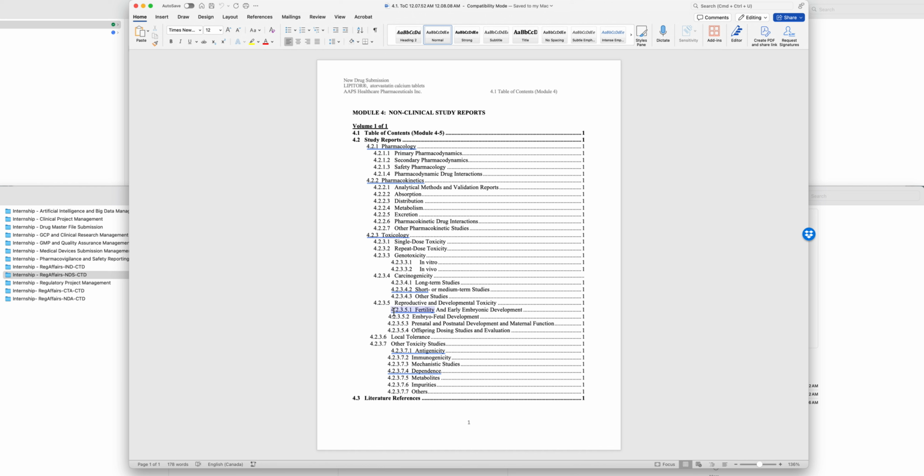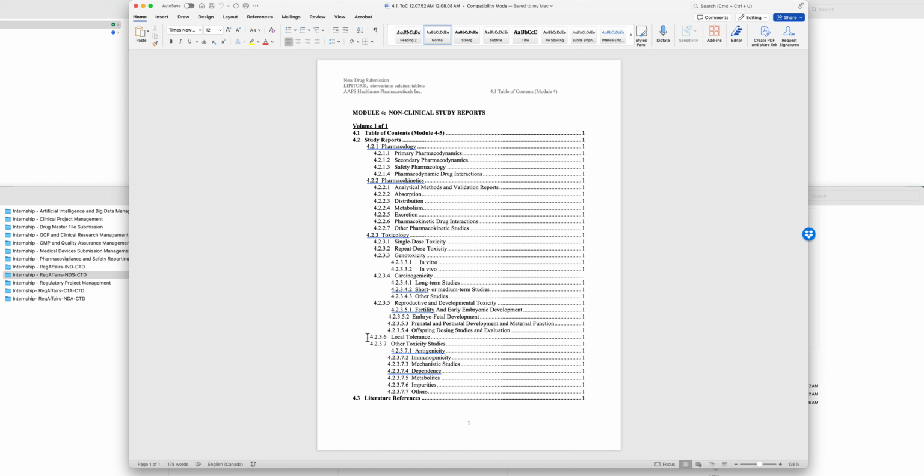Then we have to put prenatal and postnatal development and maternal function. This is for module 4.2.3.5.3. And then looking into the offspring dosing studies and evaluations. We will also look into the local tolerance in Module 4.2.3.6.